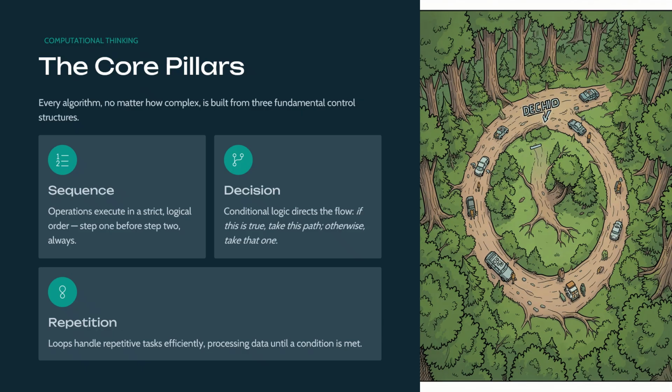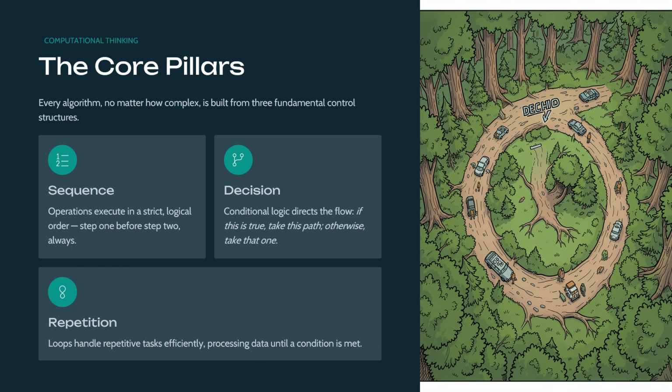Title: Computational Thinking, the Core Pillars. Every algorithm, regardless of its complexity, is built upon three fundamental control structures. The first is sequence. Sequence means instructions are executed one after another in a specific order. For example, when making tea, we first boil water, then add tea leaves, then pour the tea into a cup. Changing the order would not produce the desired result.